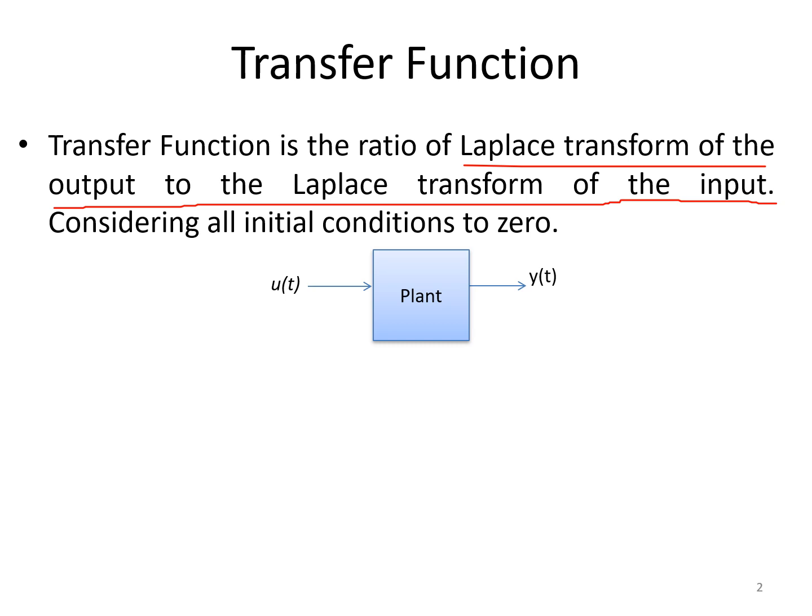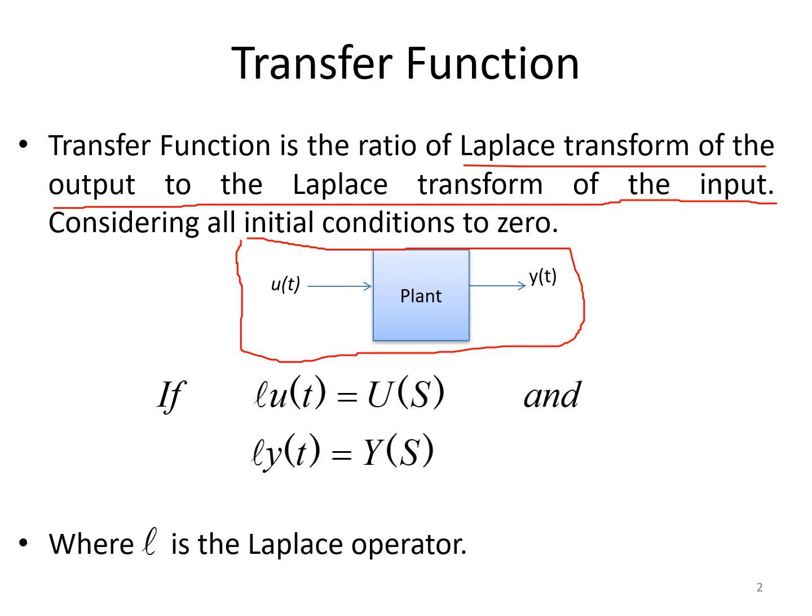Now let us consider a plant like this, which has an input u of t and the output is taken as y of t. You know that the plant processes your given input to generate a particular output. Now let's see how to find a transfer function for this particular system. If I take the Laplace transform of u of t, it is usually represented as U of s, in the S domain. Similarly, the Laplace transform of y of t is represented as Y of s. Here L represents the Laplace transform operator.